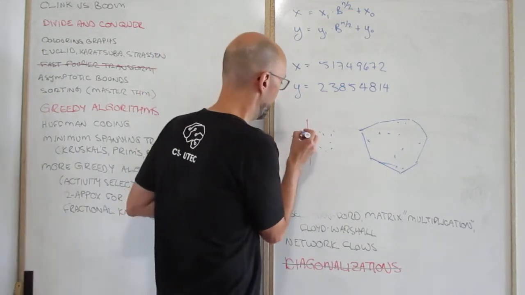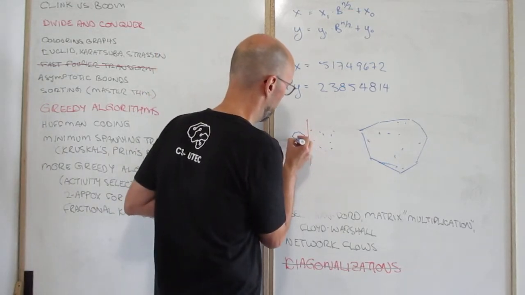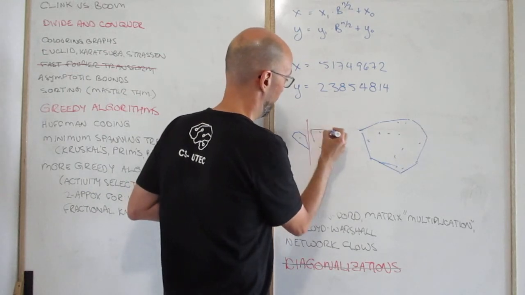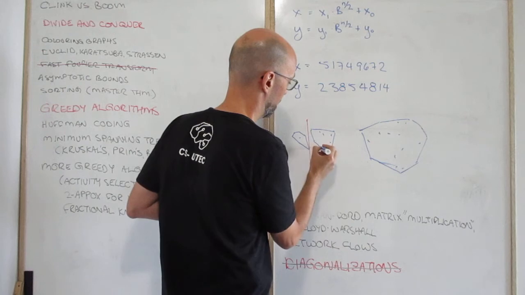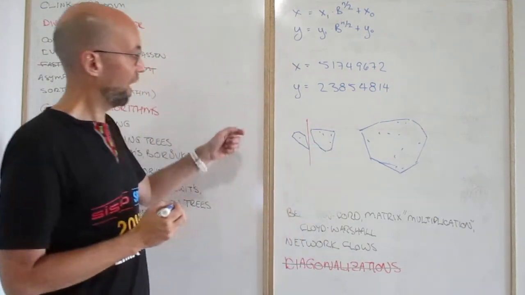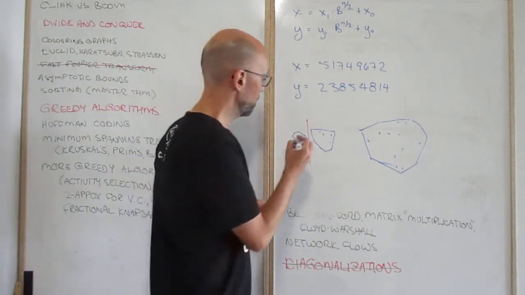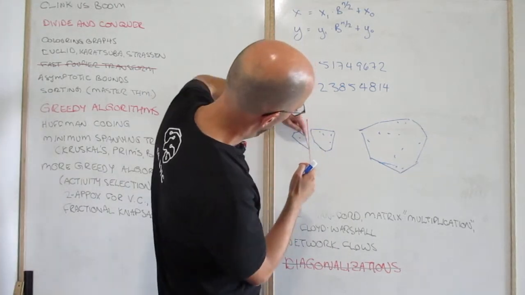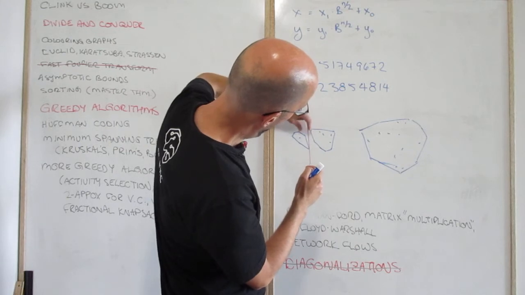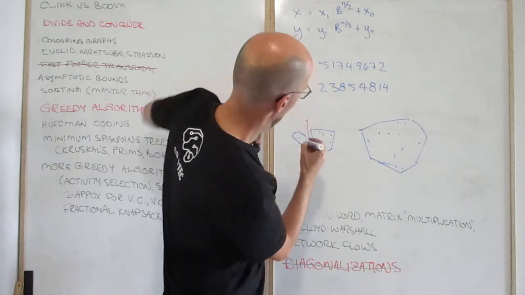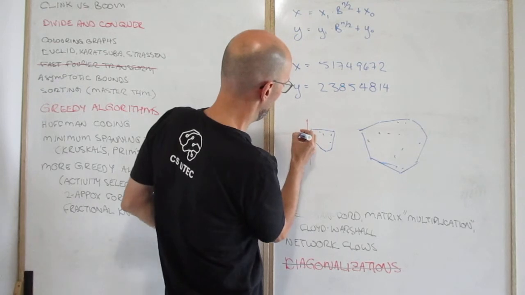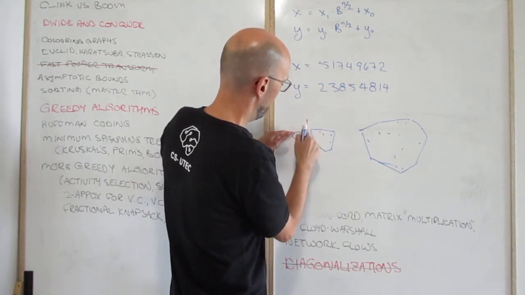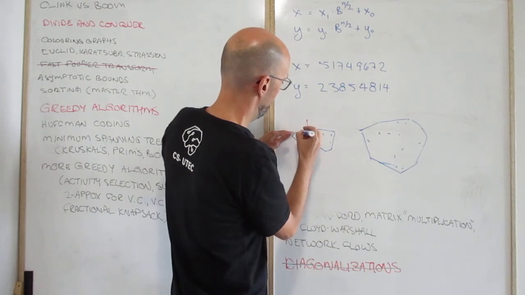So if you find the convex hull of this side and of this side, and then you say, okay, now how do you put those two together? Well, you consider the lines and you walk around until, if you go any further over here, the line between this and this point intersects this shape.